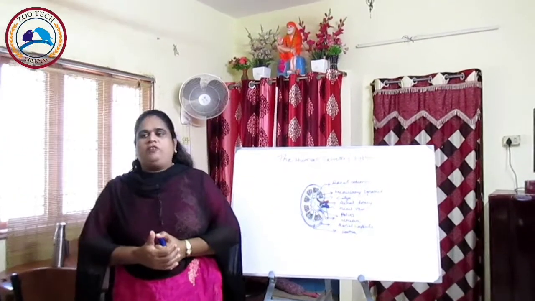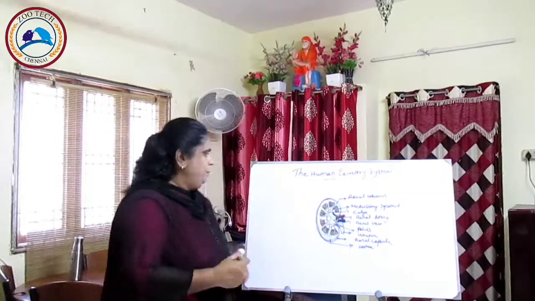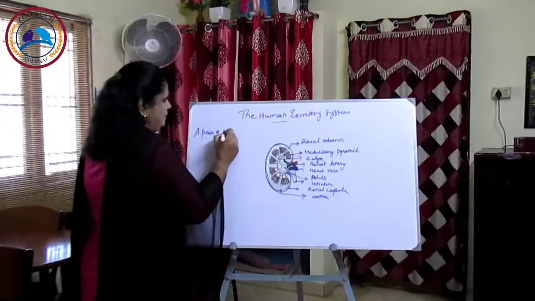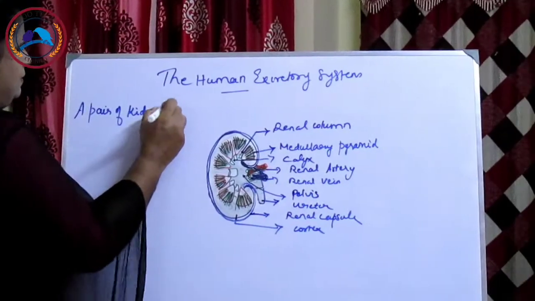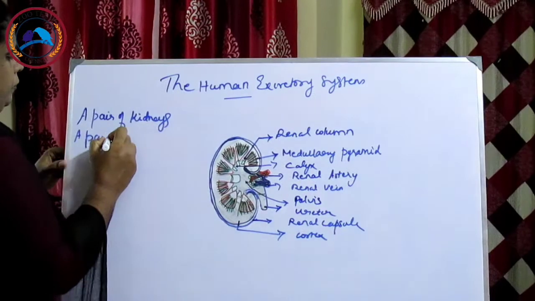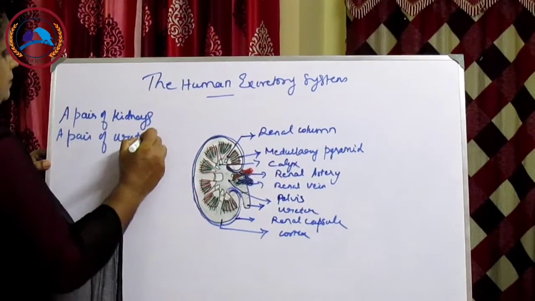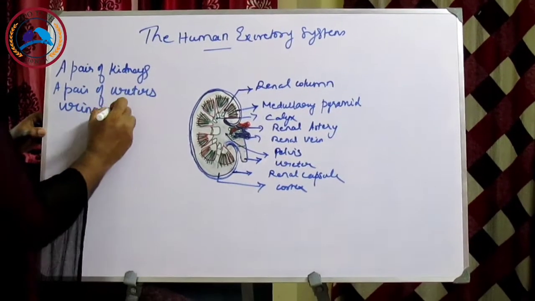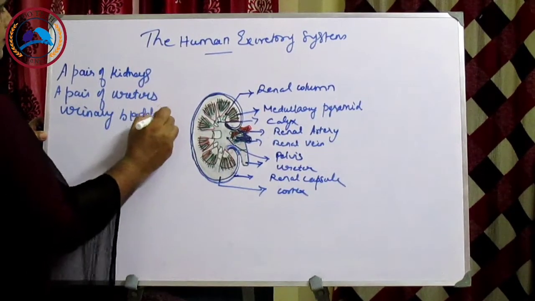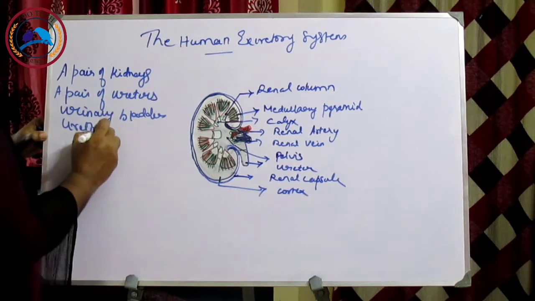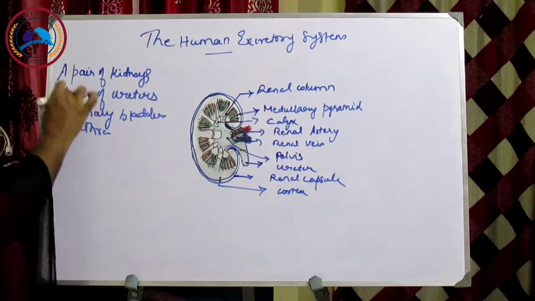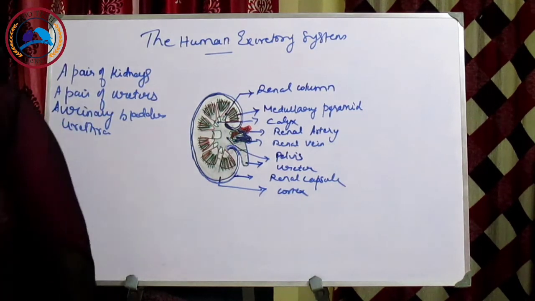The human excretory organs include a pair of kidneys, a pair of ureters, a urinary bladder and a urethra.